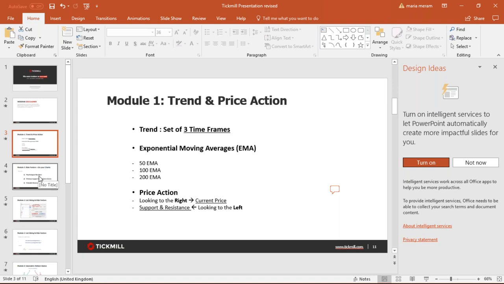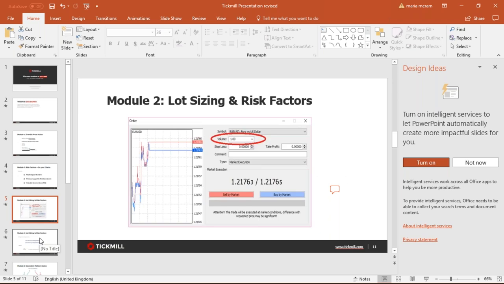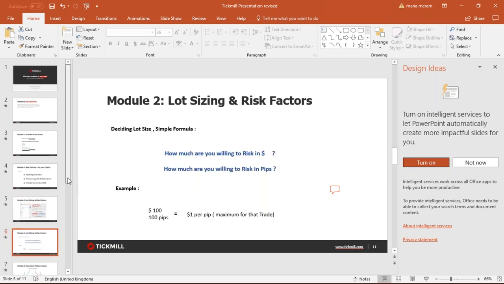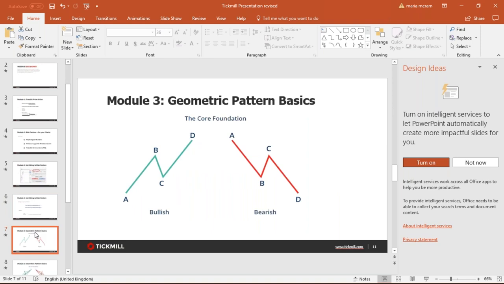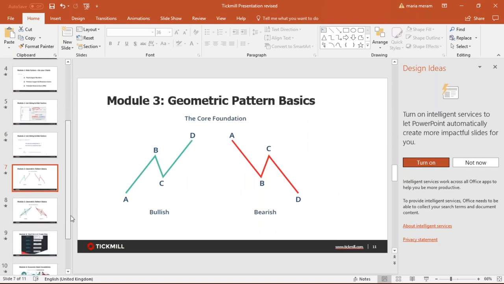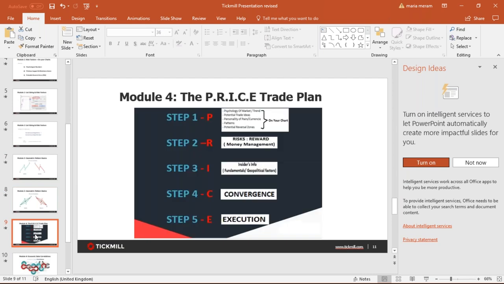We've gone through module 1, which was titled Trend and Price Action. We covered a couple of things there, including moving averages and price action as well. Module 2 went into psychological numbers, right up to the probable reversal zones as well as support and resistance zones. We also went on to lot sizing in module 2. In module 3, we covered geometric patterns analysis: geometric patterns basics, and drew out some very unique geometric patterns to predict the market. Today's course will go through step 1 right up to step 5, just an outline of it briefly to go through the price trade plan.